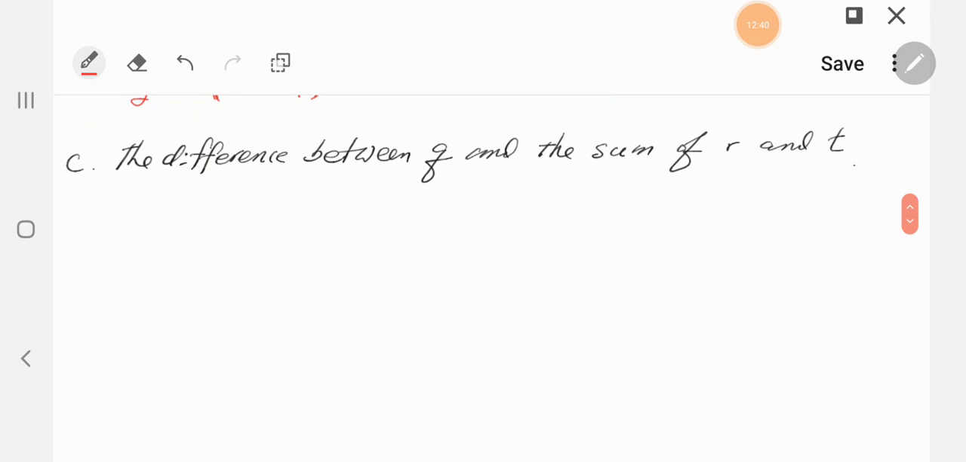Okay, the last one. The difference between or the difference of, same meaning, between or of, you can use of as well. So the difference of something. Difference means minus. So something, the first part and the second part, right? So this "and" will be replaced by the difference, which is minus. So the expression is q minus the second expression. The second expression is the sum of a and b. The sum of a and b. So this will be r plus t.